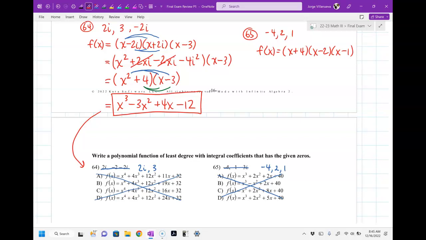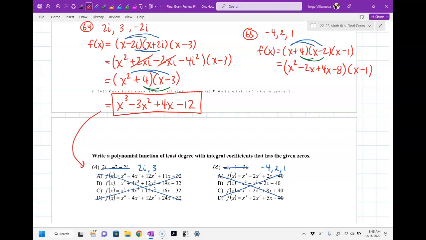So let's go ahead and start multiplying. I'm going to multiply x times x, x times negative 2, and then the 4 and the 2 here. So here we go. X times x is x squared. X times negative 2 is negative 2x. 4 times x is 4x. And 4 times negative 2 is negative 8. And I'm going to multiply that times x minus 1.